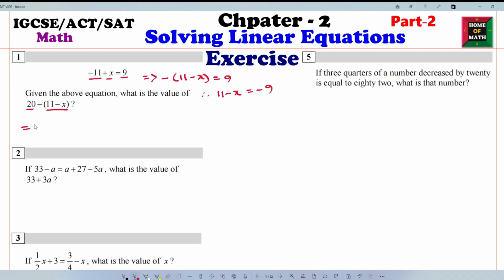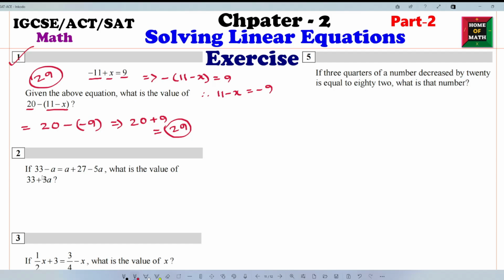Therefore we can write: 20 minus, and 11 minus x equals to minus 9, so we write here minus 9, and our answer will be 20 minus and minus, it will be plus 9, so the answer is 29. Very easy way. We can make the solution by just thinking. So answer is 29. So first one done.